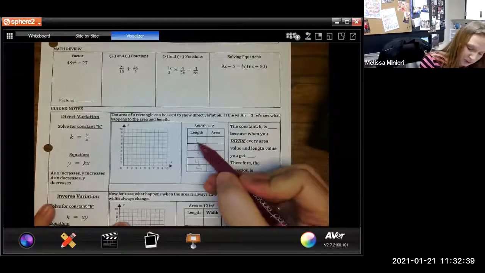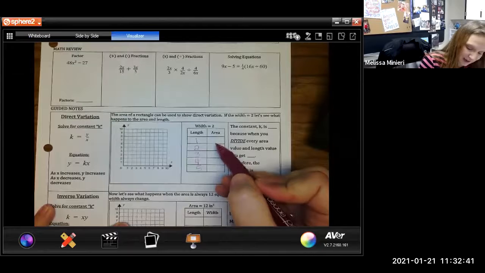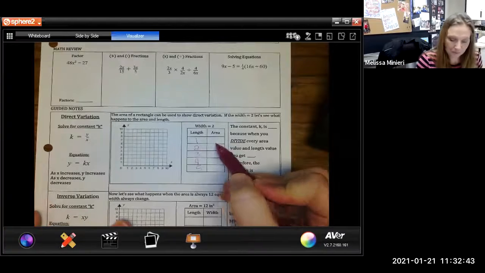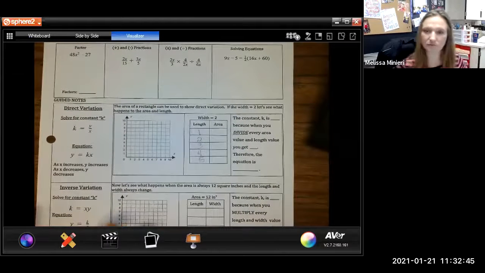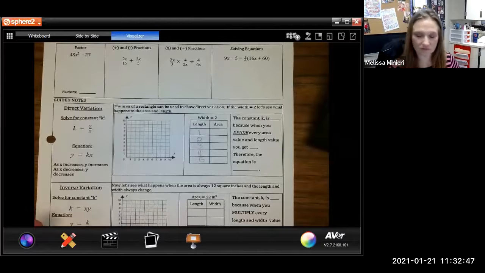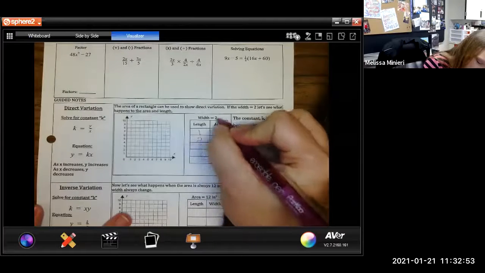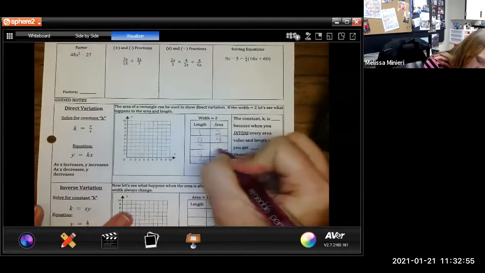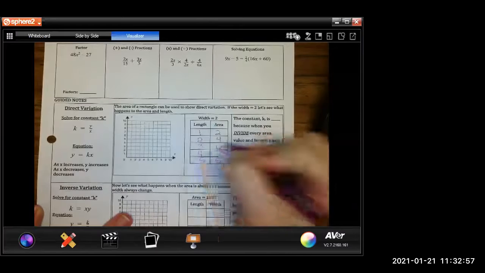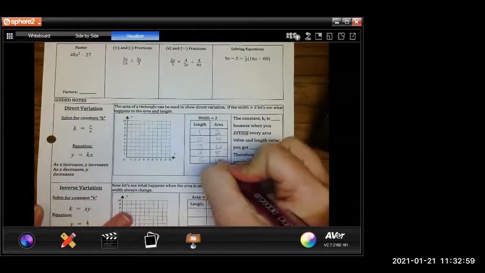So if my length is 1 and my width is 2, what would be the area of this rectangle? Yeah, we would just multiply them together. So this would be 2, and then 2 times 2 is 4, and so on. We would multiply them together to get 6 and 8 and 10.